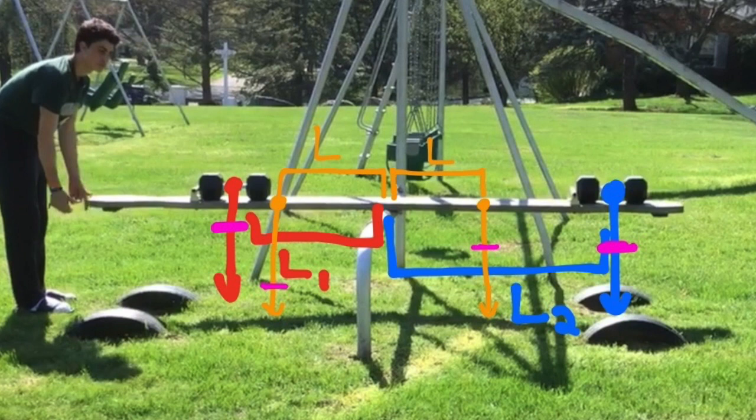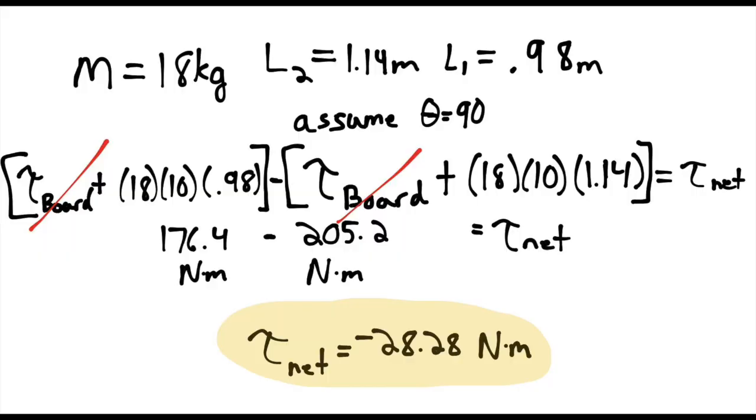Mathematically, we can calculate the actual torque in Newton meters. The two counterclockwise torques are positive and the clockwise torques are negative. Obviously, the torques of the board cancel out. However, the lengths of the dumbbells are different. The length of the first dumbbell is 0.98 meters from the center, while the other length is 1.14 meters.